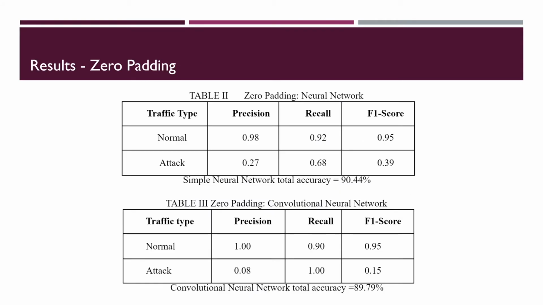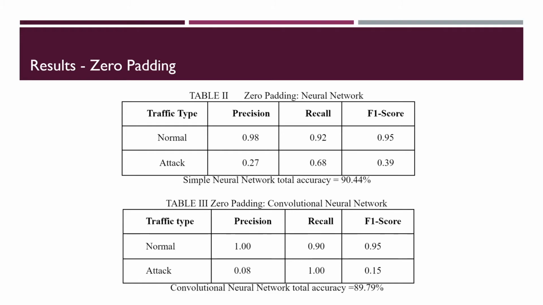Followed by our results using the zero padding approach. For the zero padding neural network, we received a total accuracy of 90.44%. The confusion matrix gave us the output for the normal traffic type with a 0.98 precision, 0.92 recall, and a 0.95 F1 score. Whereas for the attack, there was a 0.27 precision, a 0.68 recall, and a 0.39 F1 score overall.